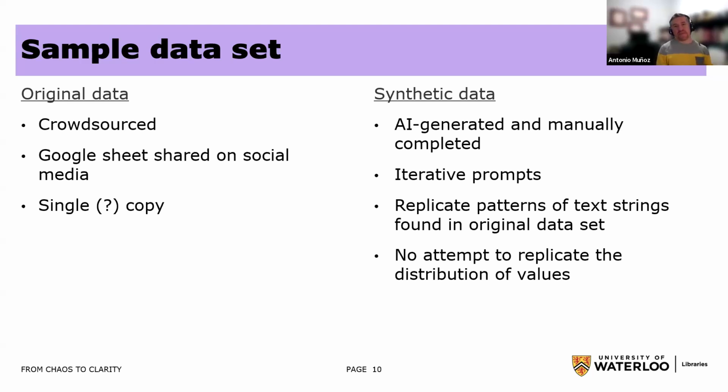So what we ended up doing, we created a synthetic data set. We used AI to generate a similar data set to the original. We iterated through different prompts, and we tried to replicate some of the patterns that we observed in the original data set. But we were not necessarily trying to replicate the distribution of the values. So if you were to analyze the original data set and our synthetic data set, you might not get the same kinds of things, but we were just trying to use it primarily for teaching purposes.